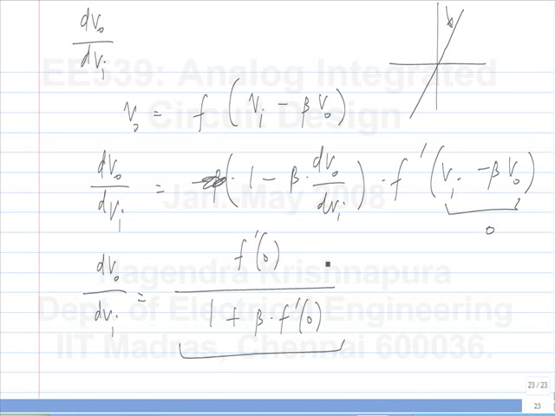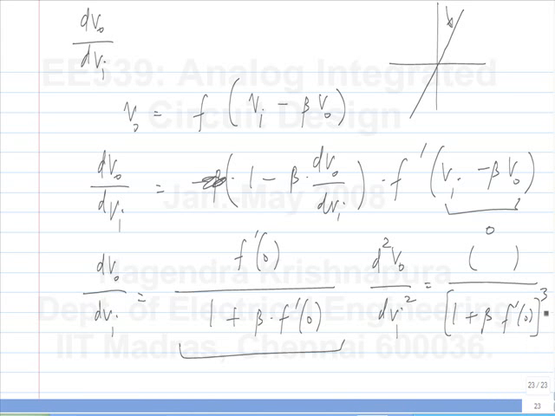Fine. What do you get the next term to be? I'm not sure we'll have enough time to solve the whole thing. So you successively keep on differentiating this and you get this. You will get something divided by 1 plus the loop gain cubed. The coefficient that you get here will be related to the second derivative of f. Now, if the loop gain is large, this will become very small. That's the general idea. So this is how you can use feedback to linearize the system.